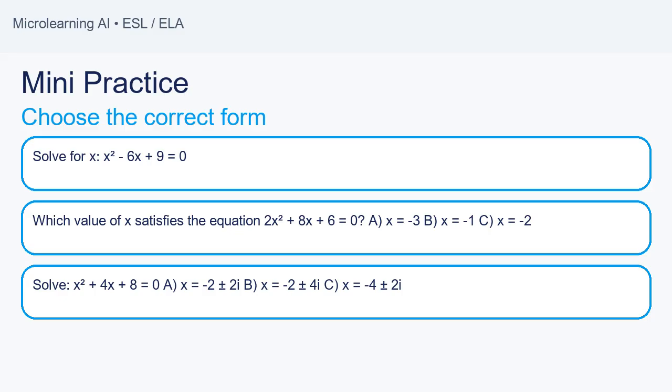3. Solve x squared plus 4x plus 8 equals 0. A. X equals negative 2 plus or minus 2i. B. X equals negative 2 plus or minus 4i. C. X equals negative 4 plus or minus 2i. Answer: A.